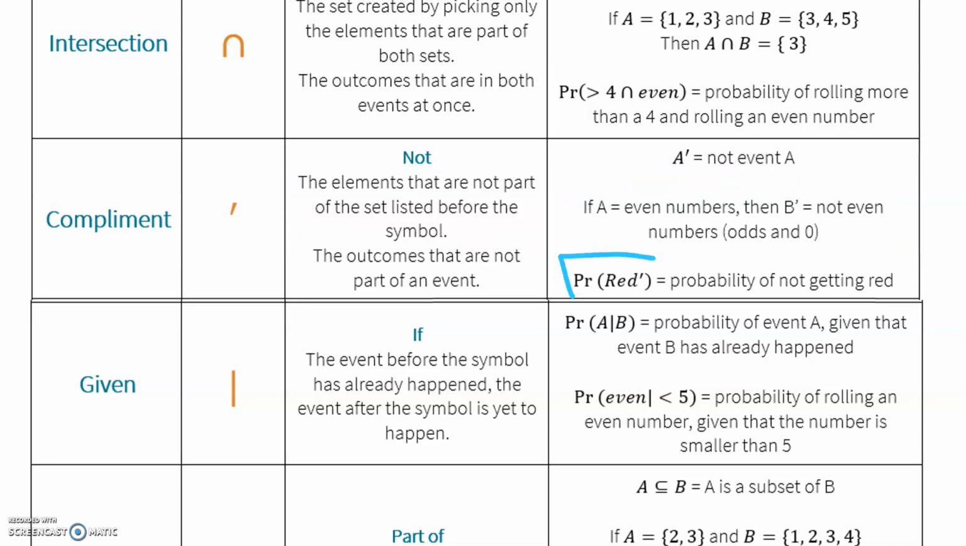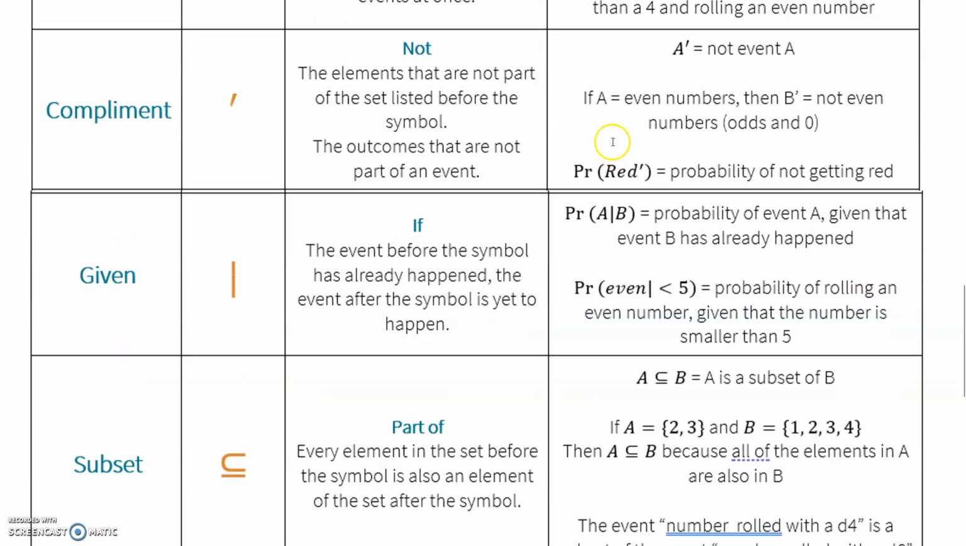Okay, last one. Probability of not getting read. So probability of read, and then the dash means not read. So if you see that dash, it just means not, or complement. Okay, given. This is one we haven't really talked about much before yet. You will do a bit of probability with it though.